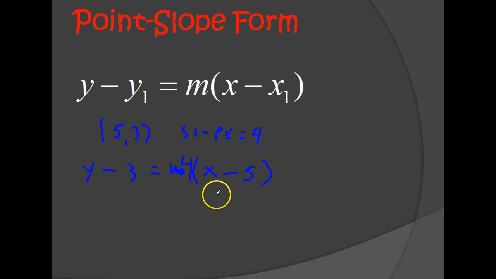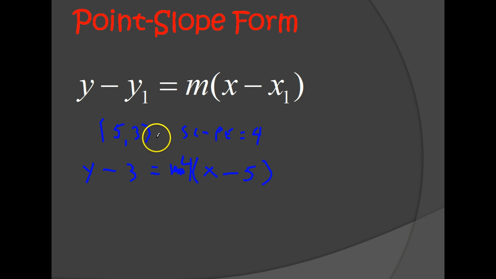Okay? Point slope form is great when you're given a point and a slope. Slope-intercept form, also great, but it's better when you have the slope and the y-intercept. So two different forms of a way you can write a linear equation depending on what kind of information you're given.